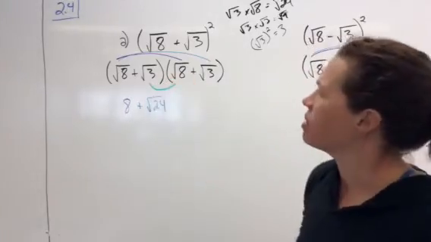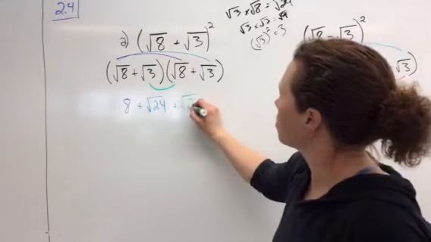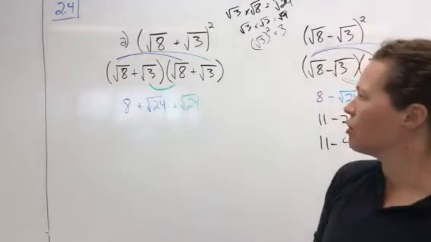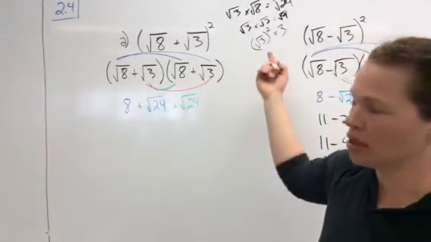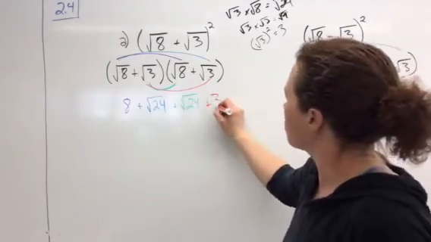Inside, hey look, it's the same thing again, root 3 times root 8. So I've got another root 24. My last term is going to be root 3 times root 3, which again, according to our rule, is 3. So I just have a 3 here.